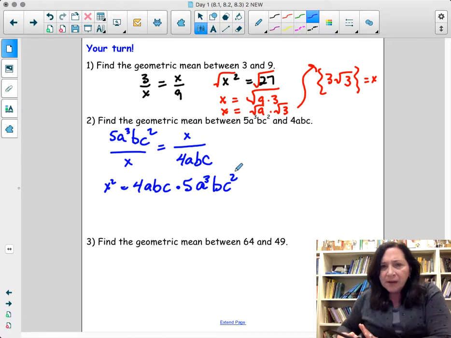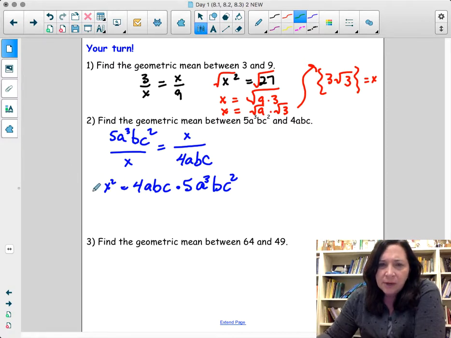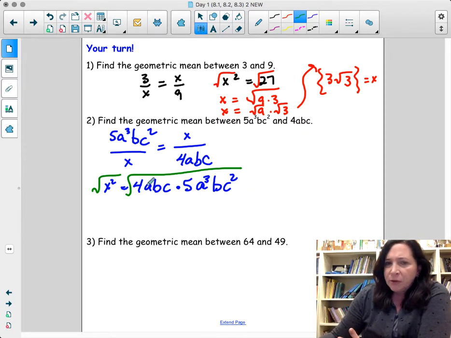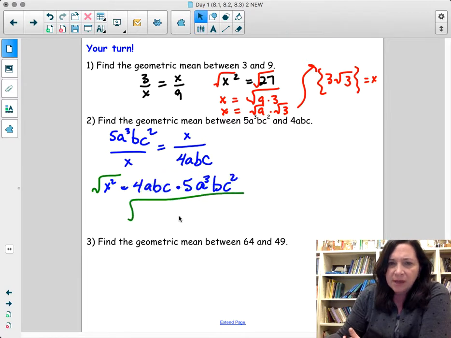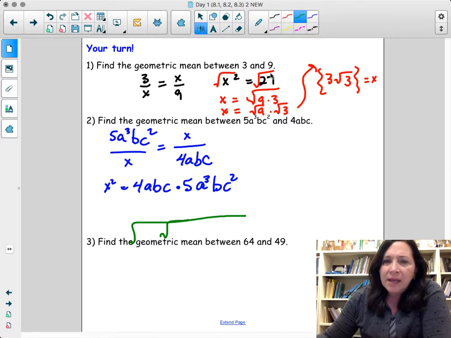Now, keep in mind a couple of things, depending on how you learned square roots when you were in Algebra 1. I'm going to simplify this before I finish solving it. Before we even take the square root, a way to simplify the right side is to remember that numbers get multiplied with numbers.